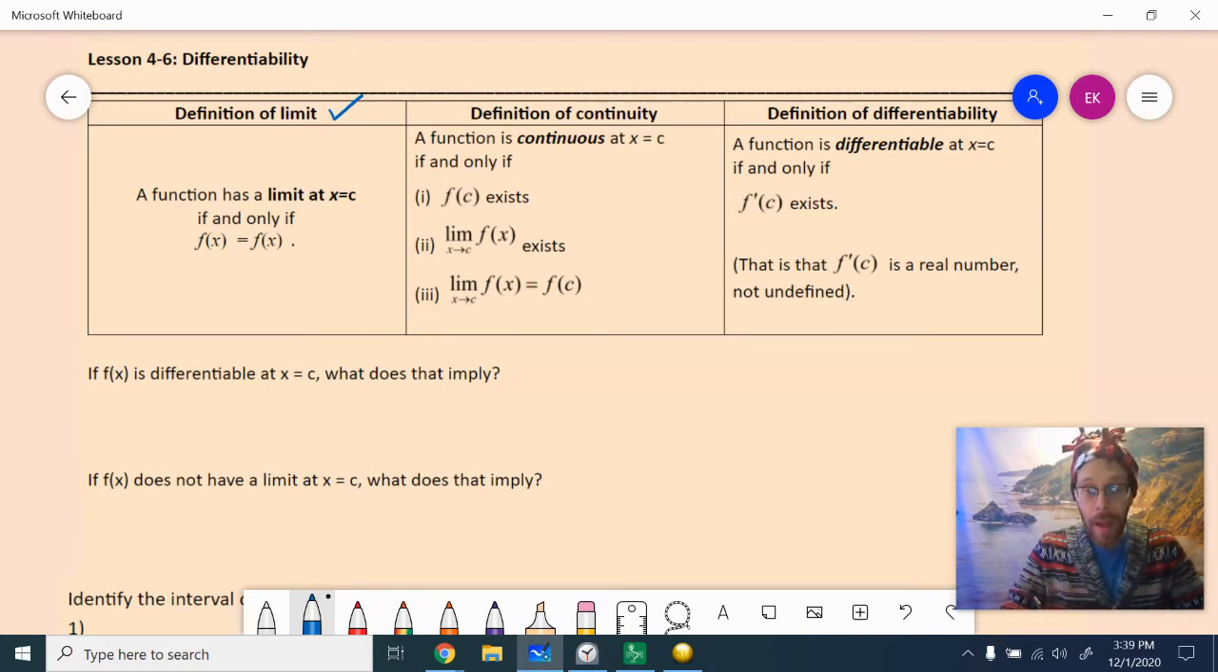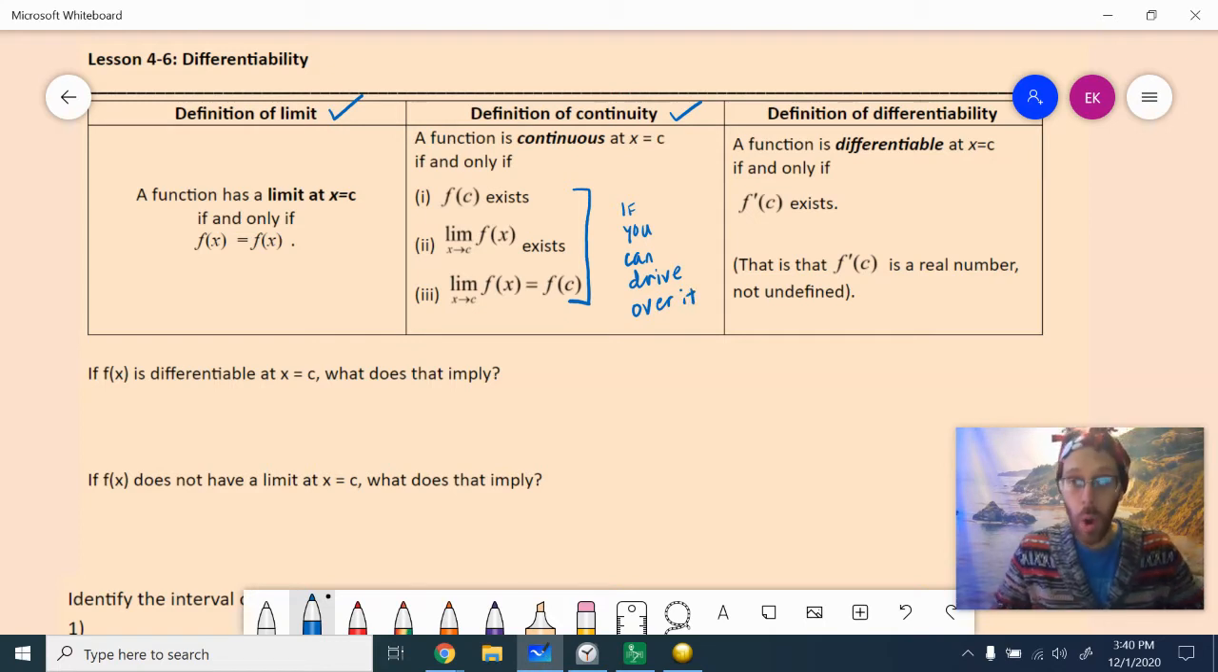All right. Second thing is continuity, which I've given you the formal definition of continuity right here, but let's just mention that a function is continuous if you can drive over it. No holes, jumps, or asymptotes.